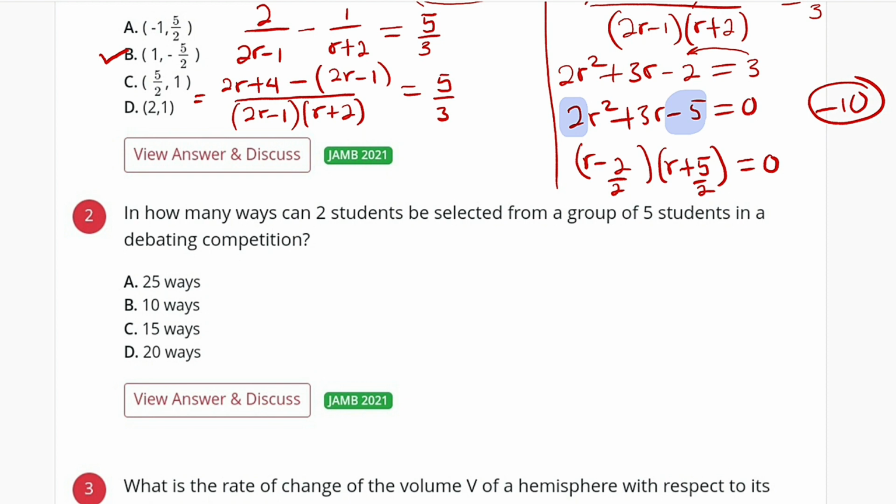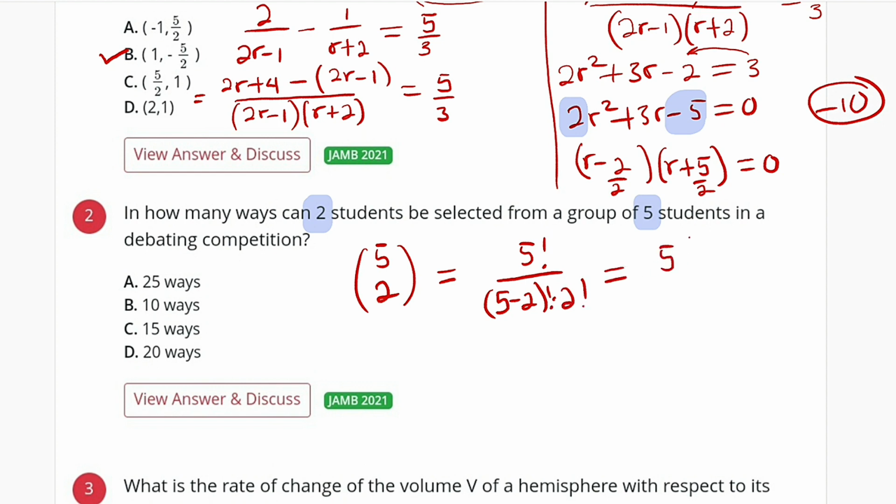Question number 2. We are asked to find how many ways 2 students can be selected from a group of 5 students. So this is just a combination, 5 combination 2, which is equal to 5 factorial divided by (5 minus 2) factorial, then you multiply by 2 factorial. This is equal to 5 factorial divided by 3 factorial, then 2 factorial.